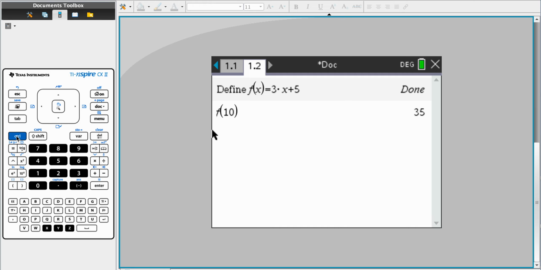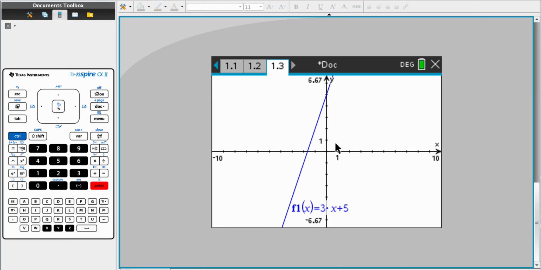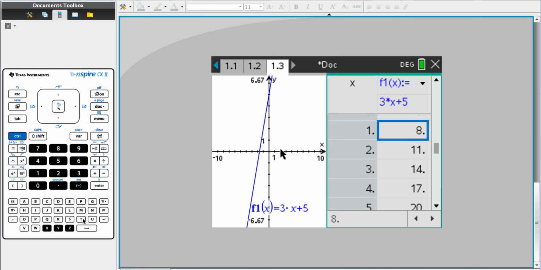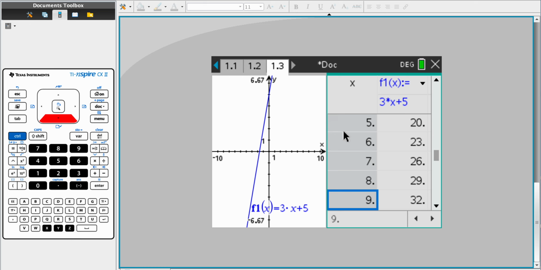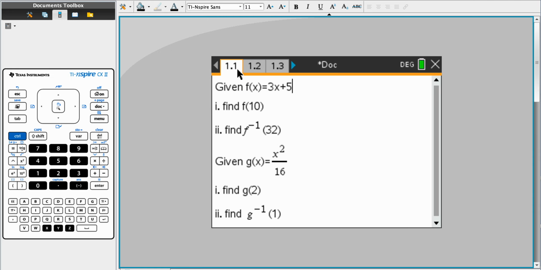Another method is through graph. So I'm going to open a graph here. At graph, 3x + 5, we get a linear graph, as we are looking for 10. Okay, we can use Control T to see the table here. The x value is 10, and let's scroll down and see what we get for 10, and it is 35. Okay, so it's either through the graph, Control T from the table, or from the define f(x) here, and we get 35. And the second question is to find the inverse of 32.